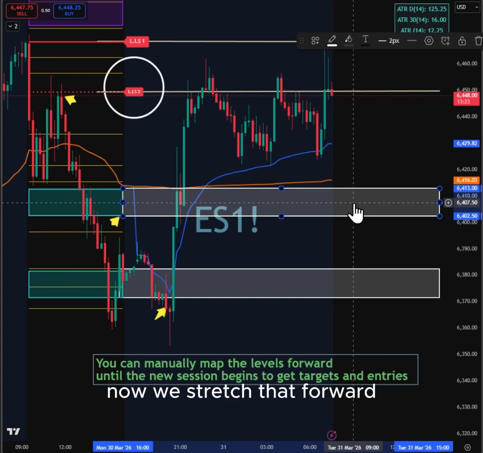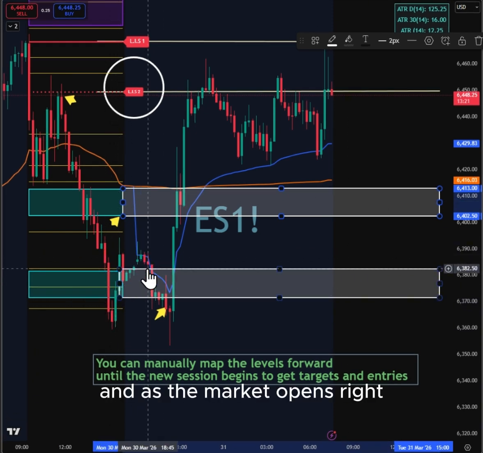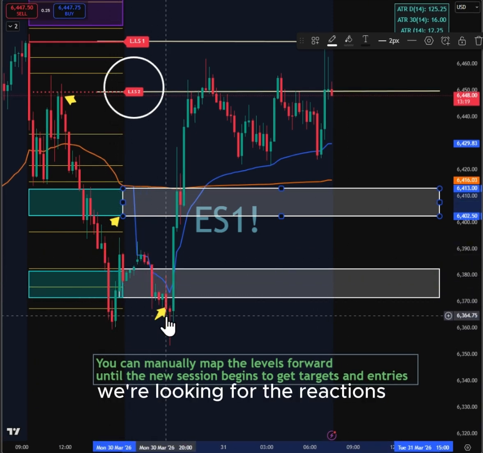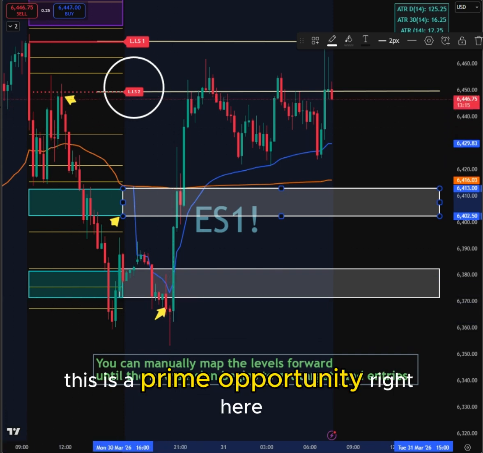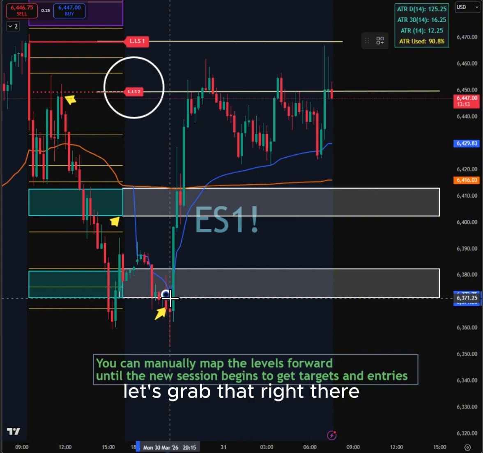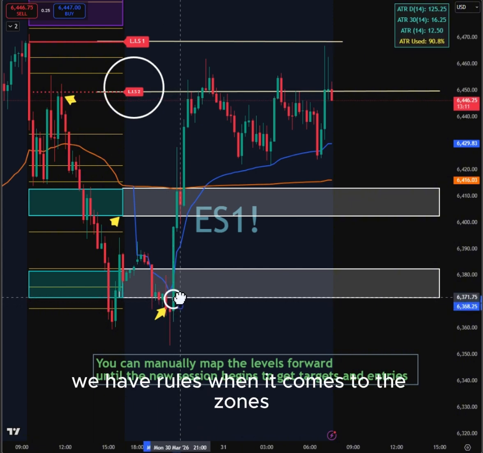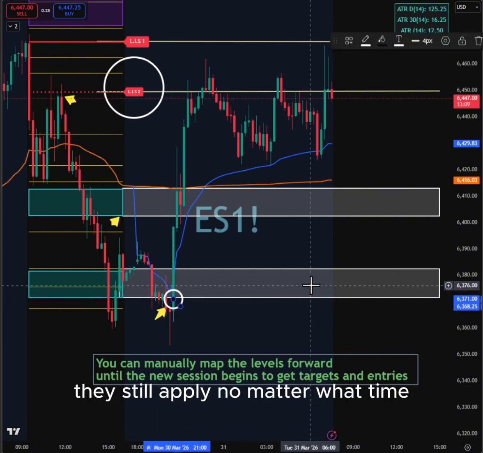Now we stretch that forward, and as the market opens, right, we're looking for the reactions. Now when we see that reaction here, this is a prime opportunity right here. Let's grab that right there. I mean right there, right? We have rules when it comes to the zones. They still apply no matter what time.